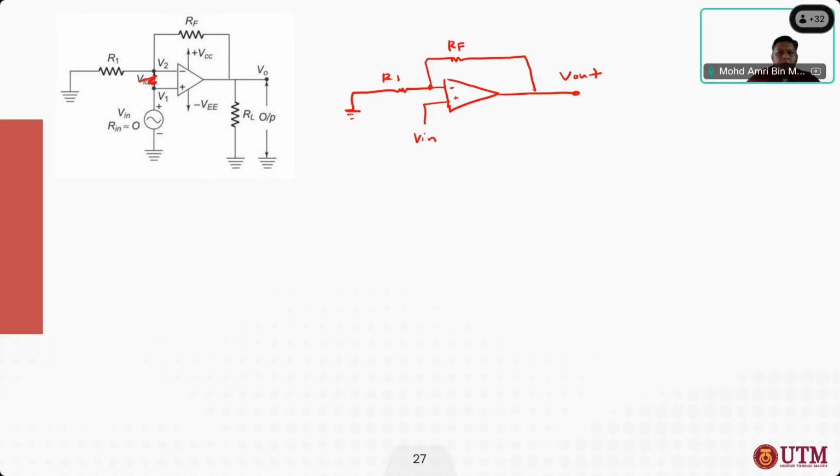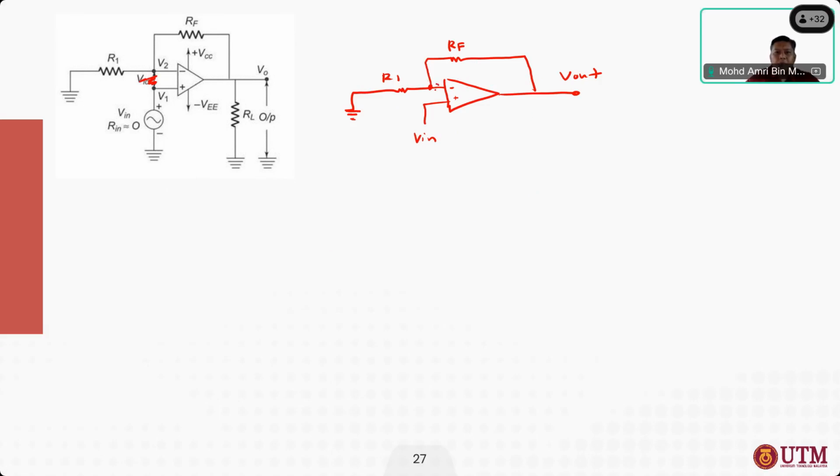Okay, so how do we derive V out? Basically, we want to get V out equal to something times V in. So we need to find the equation, right? There are some fundamental things that you need to know about the op amp.